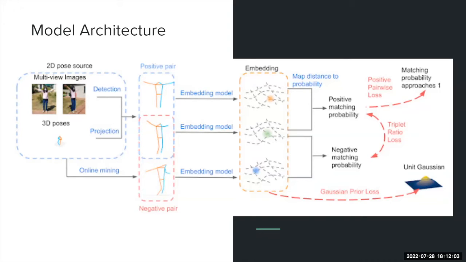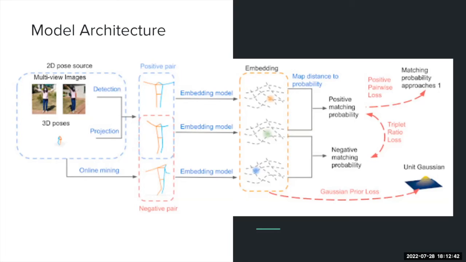They also pushed the matching probability of positive pairs to be close to 1 with a positive pairwise loss, which minimizes the embedding distance between positive pairs, and the matching probability of negative pairs to be small by maximizing the ratio of matching probability between positive and negative pairs with a triplet ratio loss. Triplet, what they refer to as anchor, positive, and negative, like the three parts that you can see.